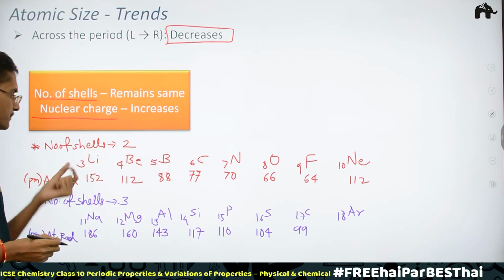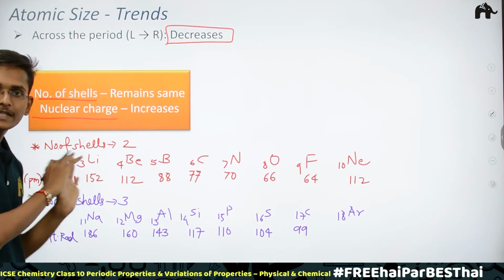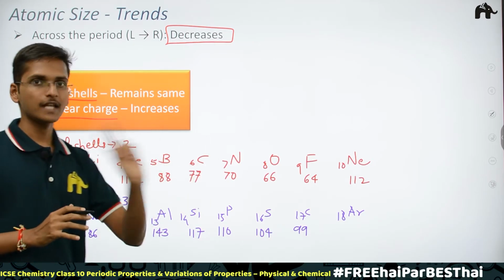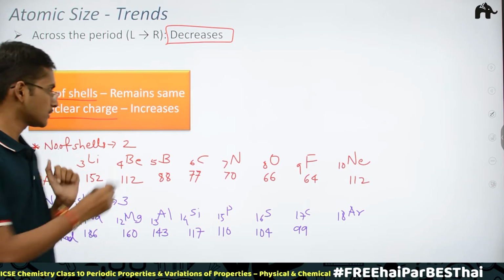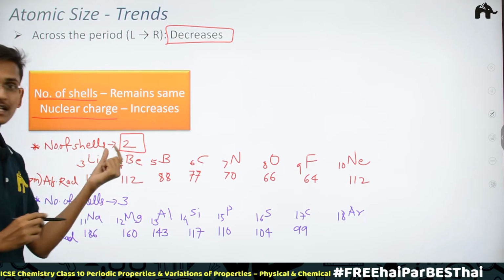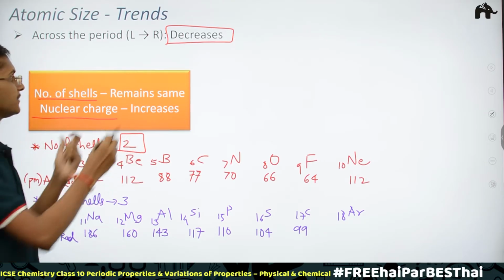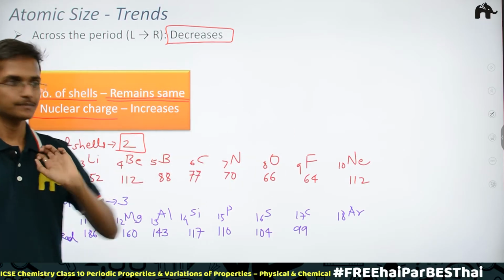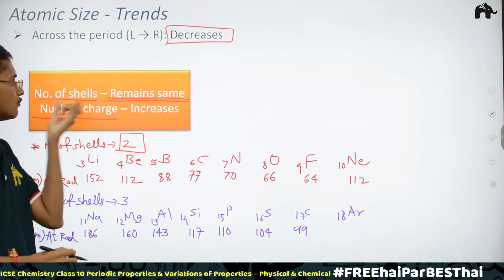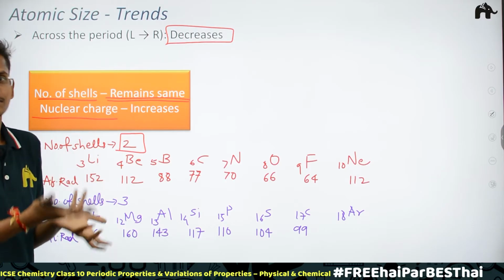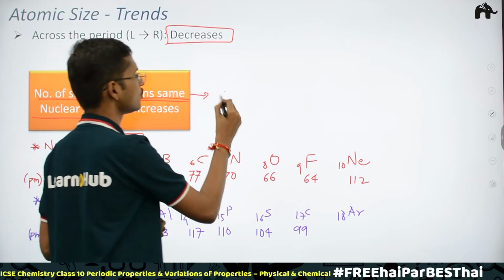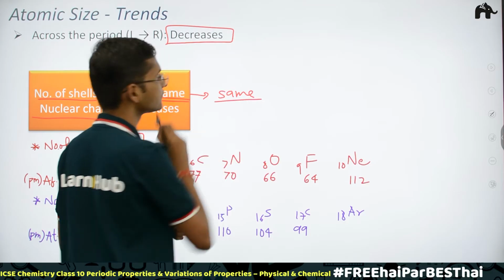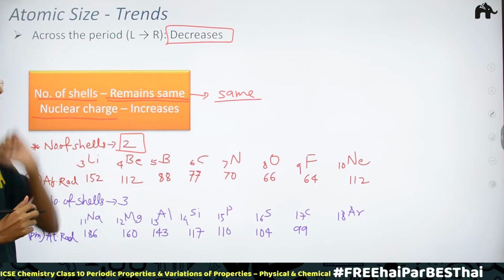Since they belong to period number 2, all these elements have 2 shells, very clear. So the number of shells remains exactly the same when we are moving across the period, from left to right. What would be its effect on the atomic size? Nothing, right? Atomic size would also remain the same according to this factor.